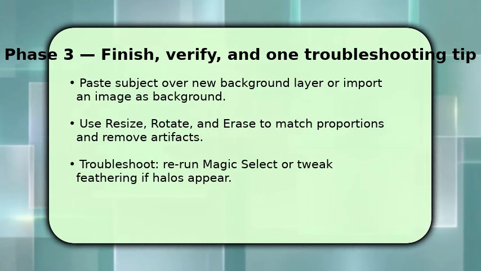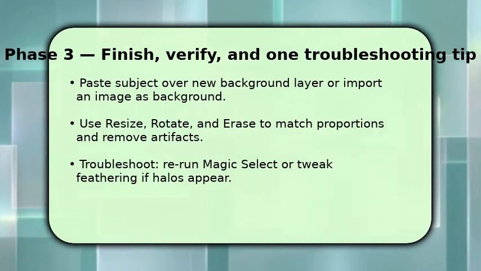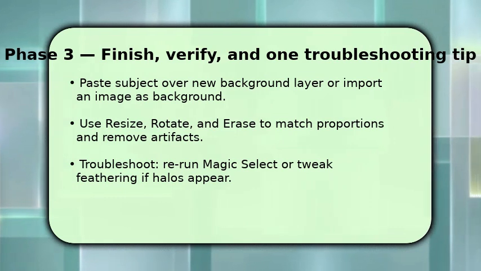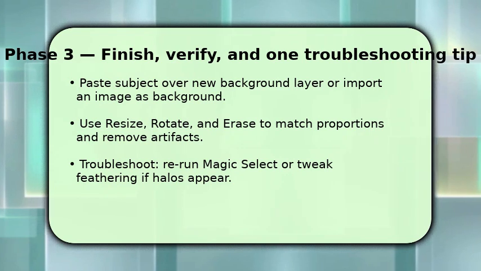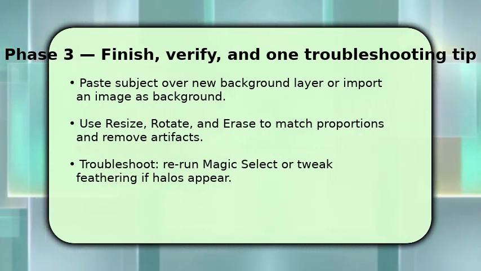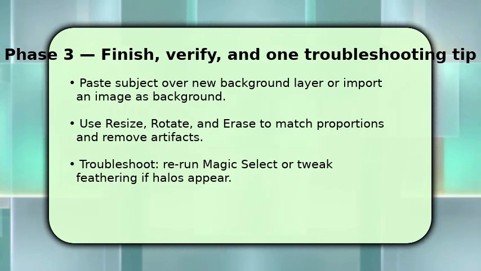Once satisfied, save as PNG to preserve transparency or export as JPG if flattening. If you see halos or jagged edges, rerun Magic Select with finer adjustments and slightly increase feathering.